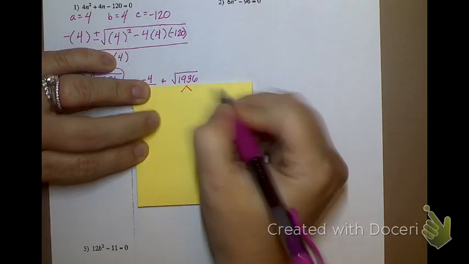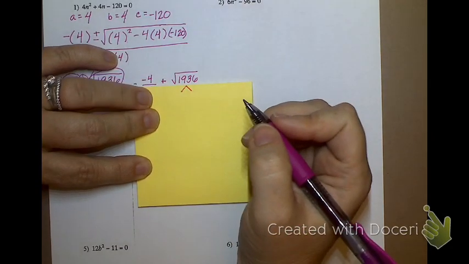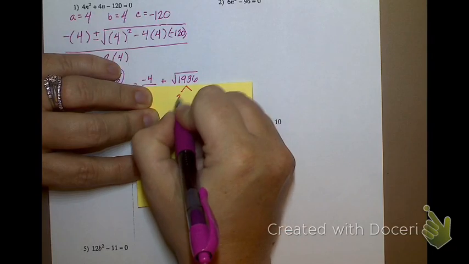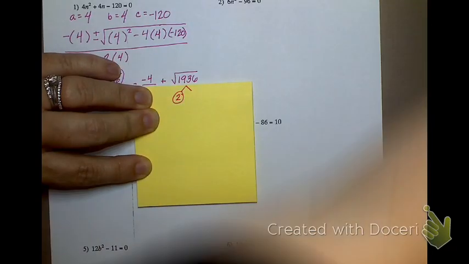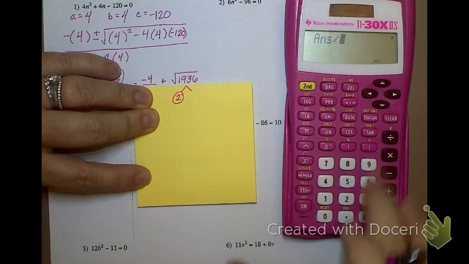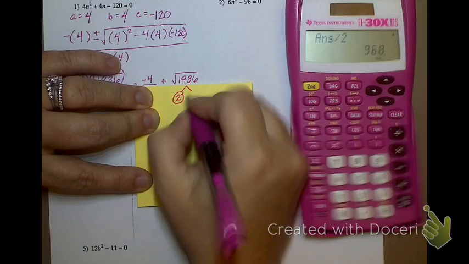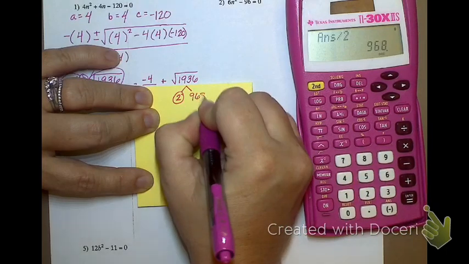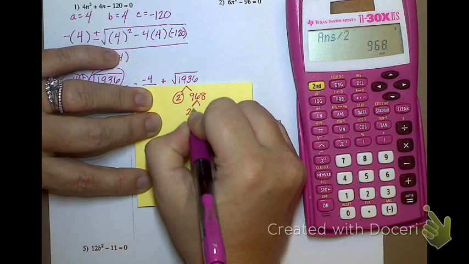Let's draw a tree. I know it's even, so what does that tell me? I can divide it by 2, right? 1936 divided by 2 is 968. I can still divide by 2.